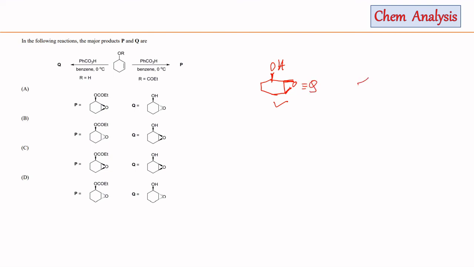And if R is COEt, that is OCOEt, then due to steric effect the epoxidation will occur from the opposite phase as that of the OR group, and this will be P. Therefore, we can see that option number B is the correct answer.